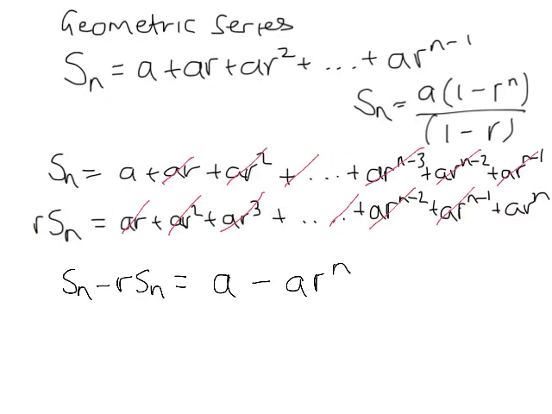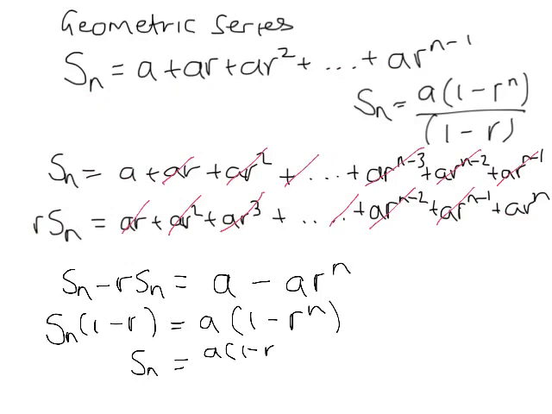So we can take out a factor here of A. There's a common factor of A on the right hand side: A times 1 minus R to the n. And there's a common factor on the left hand side of the sum of the first n terms, Sn. So that's Sn times 1 minus R. And now if we rearrange this, we get our formula for the sum of the first n terms, just dividing both sides by 1 minus R. And we proved our formula.